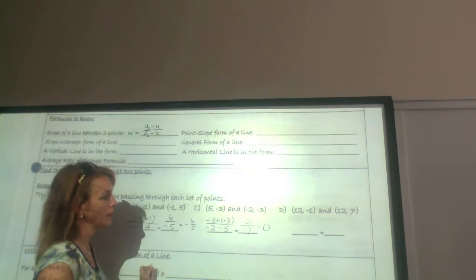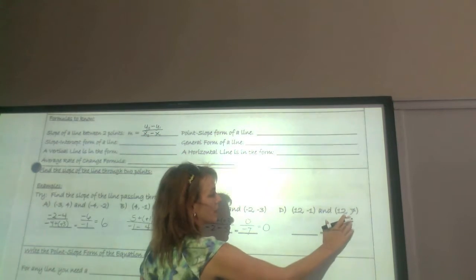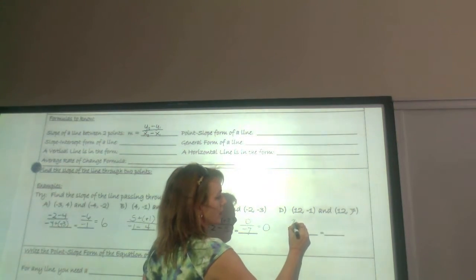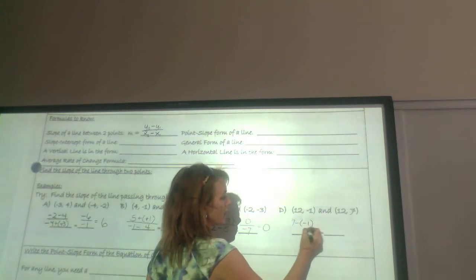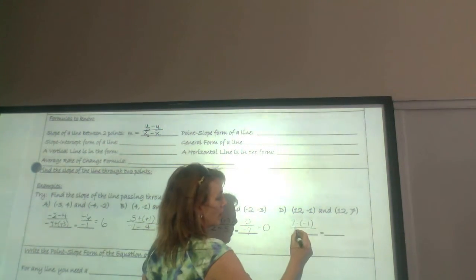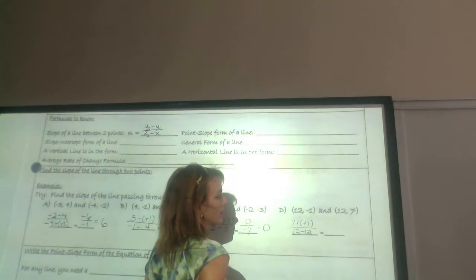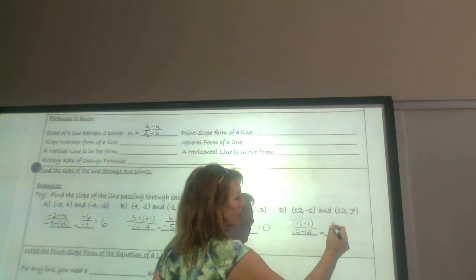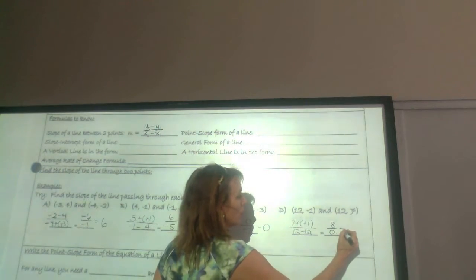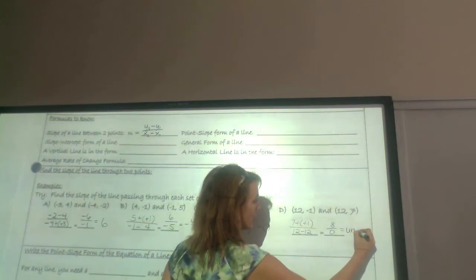Okay, now let's finish this one. 7 minus -1, divided by 12 minus 12. 7 minus -1 is 7 plus 1, so 8 over 0. Oh, when we have a 0 on the bottom, we call that an undefined slope.